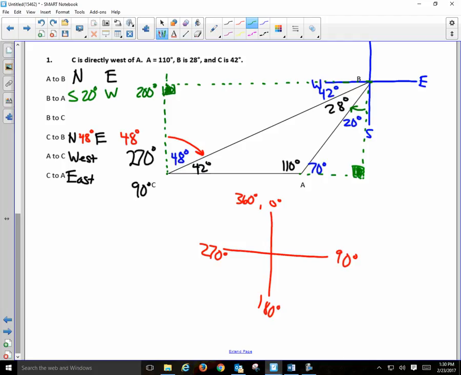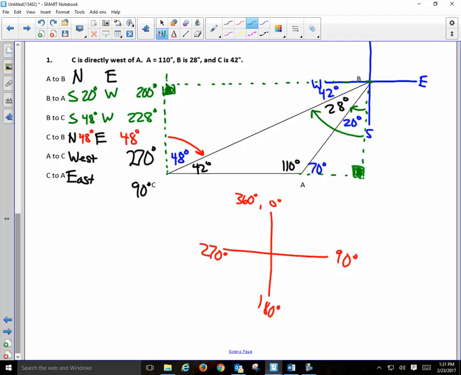Let's go B to C. What's the general direction to get from B to C? Southwest. Yep. So from south, how many degrees did I travel to the west to get to that line? 48 degrees to the west. So what would the numerical bearing be? 228. Is that Lolly? Good job.